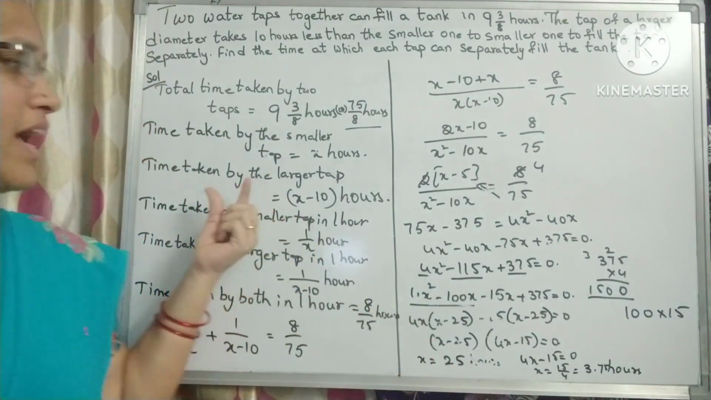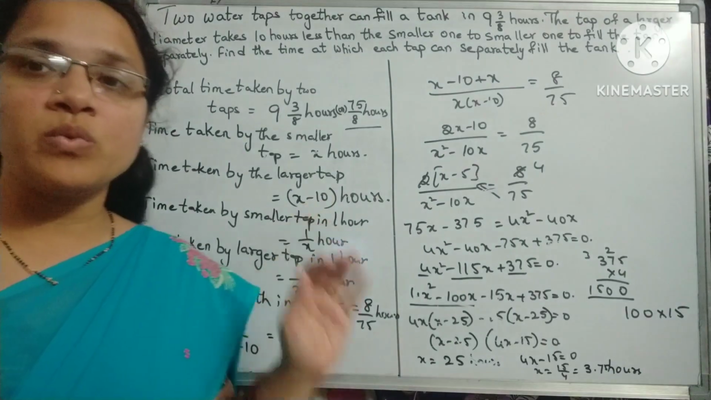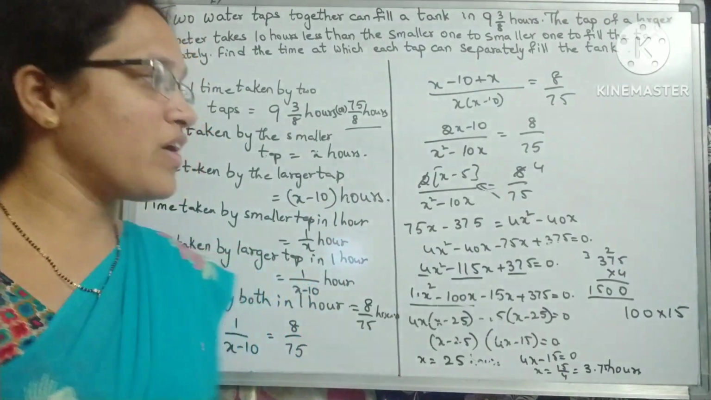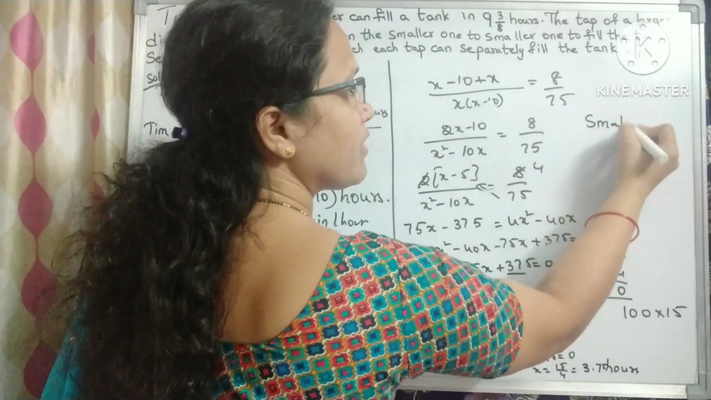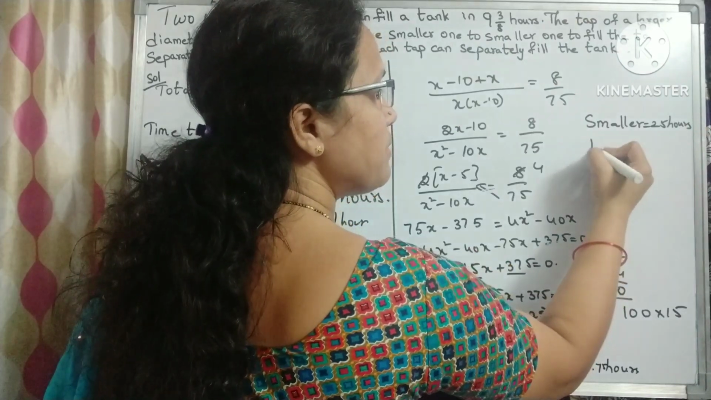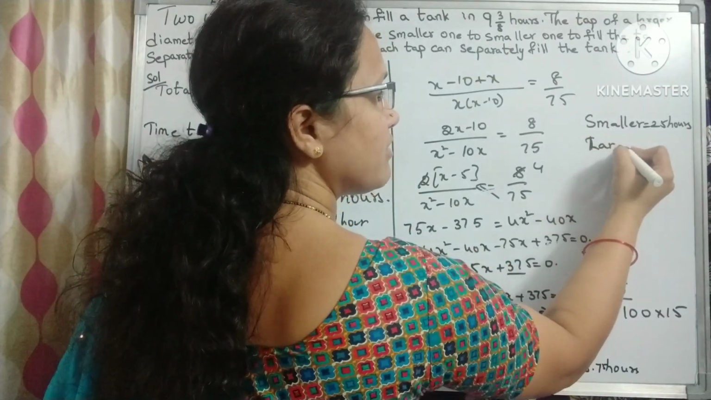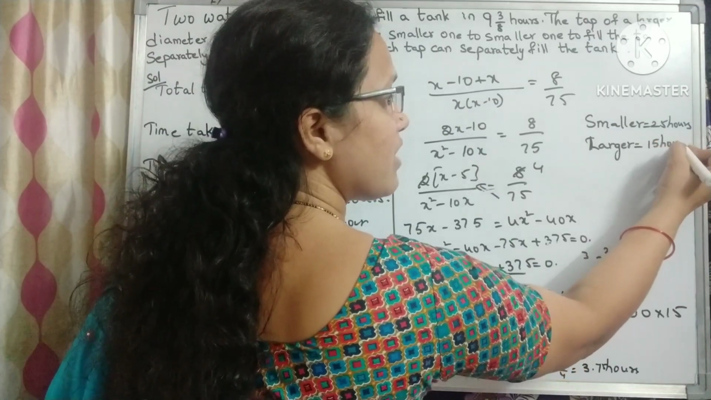The time taken by the smaller tap is 25 hours, and the time taken by the larger tap is 25 minus 10, which is 15 hours. So your final statement of this will be: the time taken by the smaller tap is 25 hours and the time taken by the larger tap is 25 minus 10, which is 15 hours.